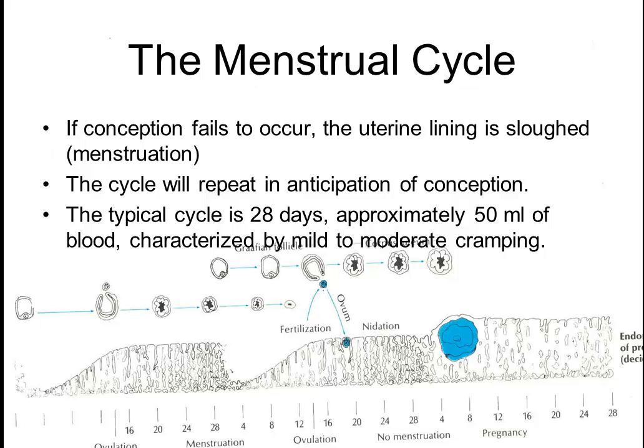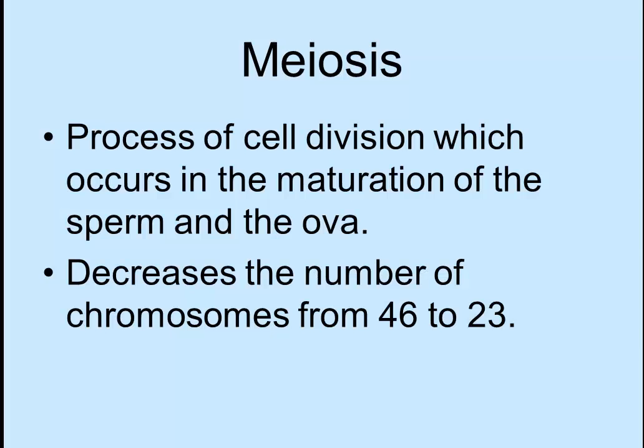The menstrual cycle. If conception fails to occur, that thickened uterine lining that has thickened to support a pregnancy for that implantation to occur, that lining will slough off, and that is what's considered the menstrual cycle. It repeats in anticipation of conception. The typical cycle is 28 days and is approximately 50 mLs of blood, and you can have mild or moderate cramping. Meiosis is the process of cell division which occurs in the maturation of the sperm and ova. This is when we decrease the number of chromosomes from 46 to 23.